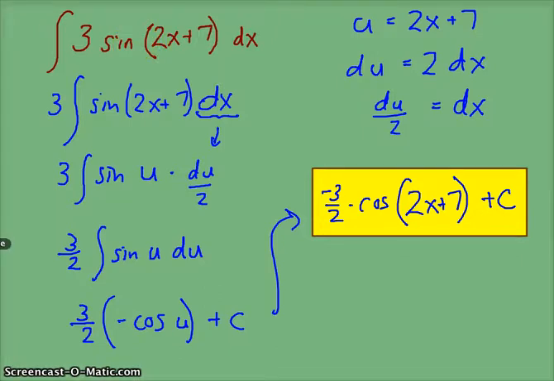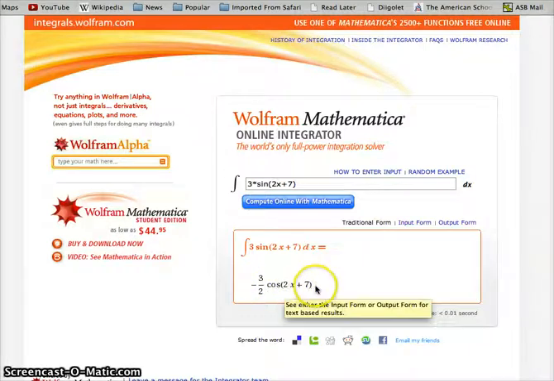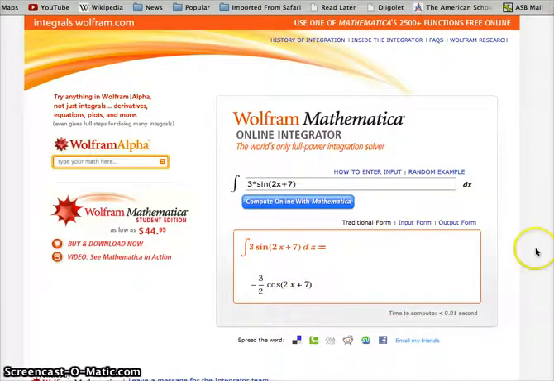But also, there's some really neat, here's one integration calculator by Wolfram, and I could see if I'm trying to find the integral of 3 sine of 2x plus 7 dx, right? And there it is, negative 3 halves cosine 2x plus 7, right? It's a nice way just to check your work when you're working at home. All right.